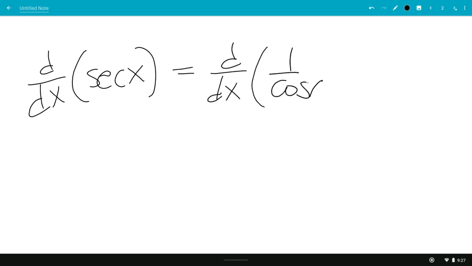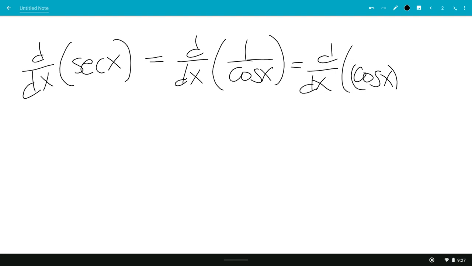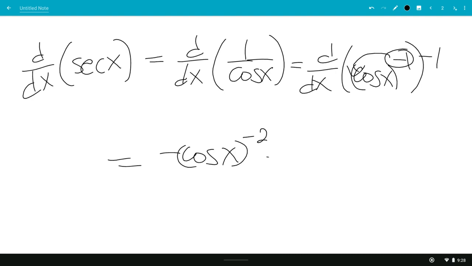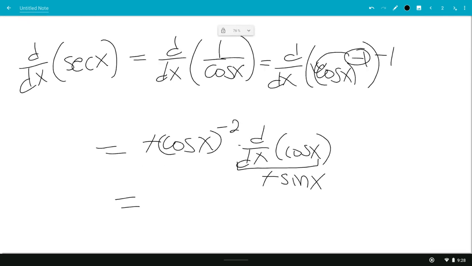cosine x, which we can write as the derivative of cosine x to the negative 1 to make it easier. This will be, bring this to the front, minus 1. So we're going to use the chain rule and the product rule. So this will be negative cosine x to the minus 2 times the derivative of cosine x, which is negative sine x. So this negative and this negative will cancel, so you're just left with sine x on the top.